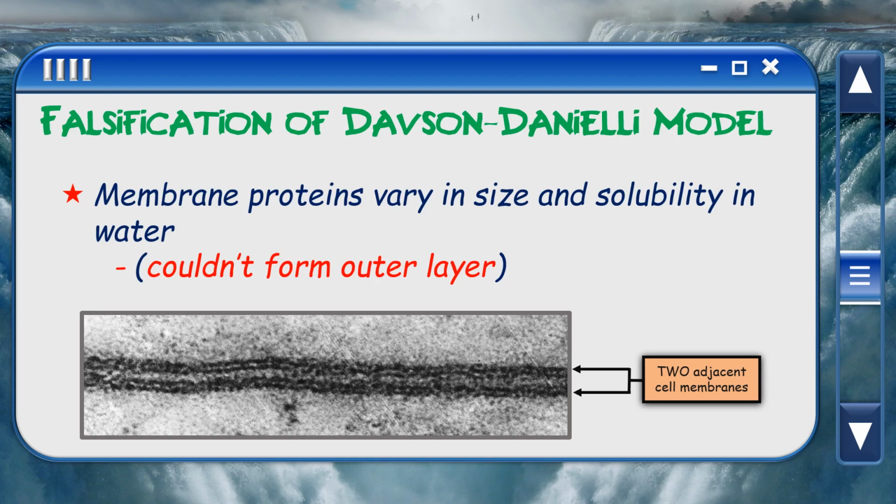They say that membrane proteins vary in size and solubility in water. Therefore, they could not form an outer layer. That is still falsification of Davson and Danielli's model. These proteins that we find in the cell membrane vary in size and solubility in water, therefore they cannot form an outer layer.